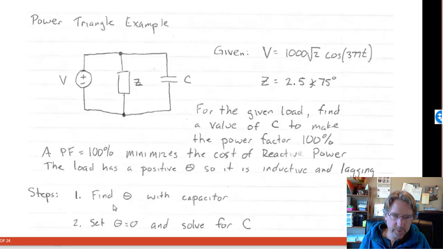So the first step is going to be we want to find the power angle theta, including the capacitor. So for the whole factory here, our original load plus the capacitor, what's theta? And then we want theta to be 0. That gives us the power factor of 1. So we'll solve for the capacitor. So that's the steps. So why don't you pause the video, get yourself a scratch sheet of paper, and give it a try. Go do it. Go try.